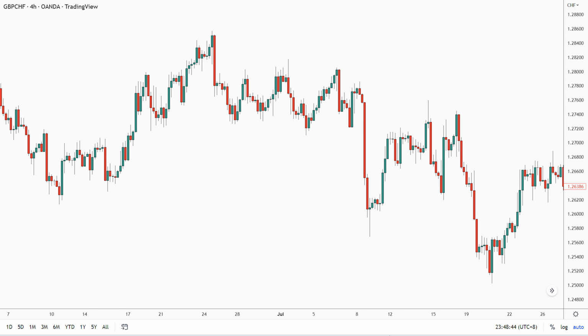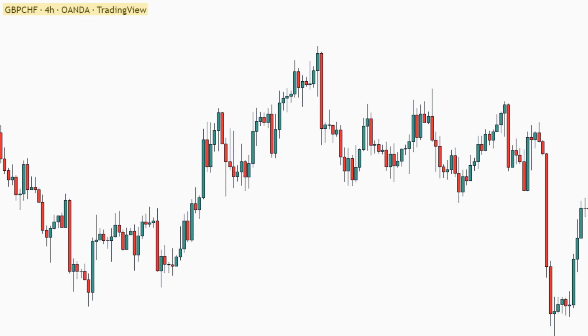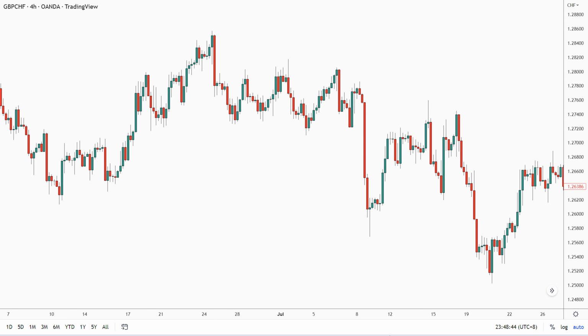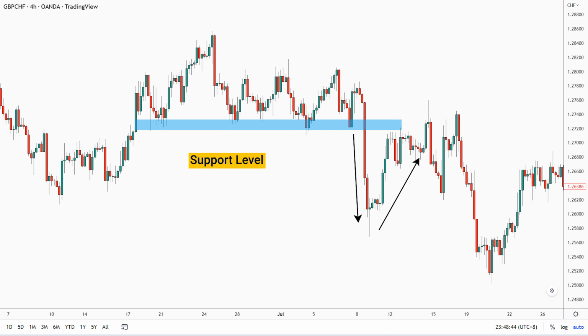Here, on another example, Pound Swiss franc 4-hour time frame, we can see that this level right here has strongly acted as support level. It was actually tested 5 times. 1, 2, 3, 4, and 5. Then, price finally broke the support level. But, for the pullback of the price, it was retested as resistance. It actually took 3 retests as key resistance level. Then, on the third and last retest, price surged bearishly.